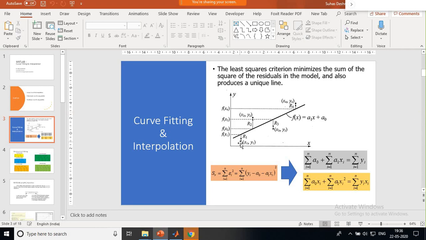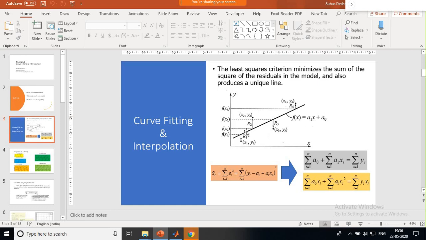So these are the data points, dots, you can see them: x1, y1, x2, y2, x3, y3 and so on. You want to have a model which is going to fit nearest to all these points, and that model is nothing but a linear equation, that is a straight line, f of x is equal to a1x plus a0.